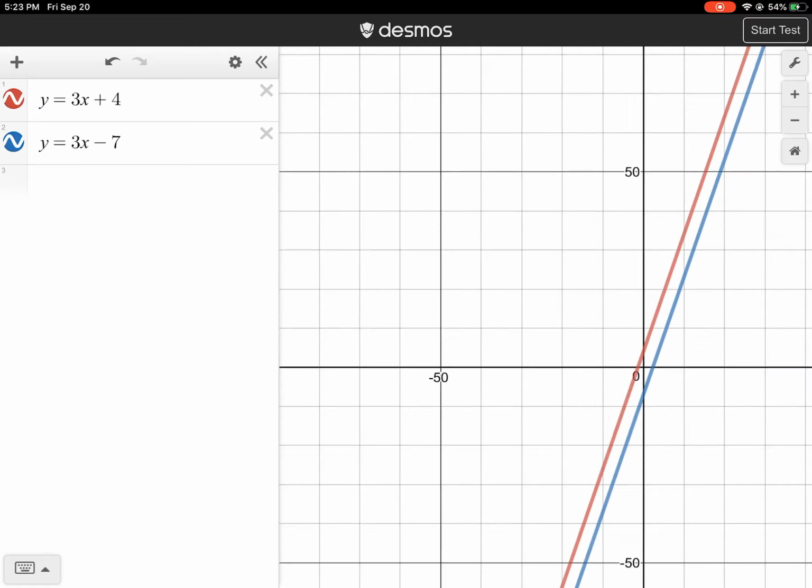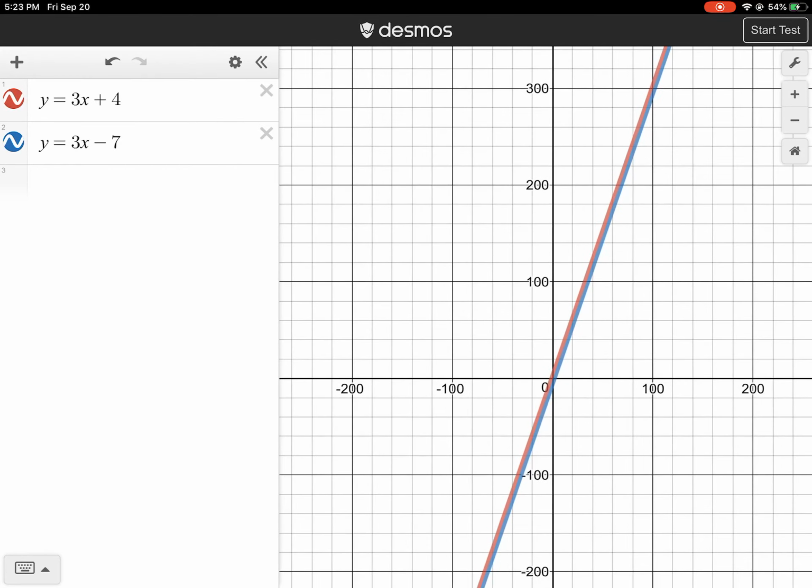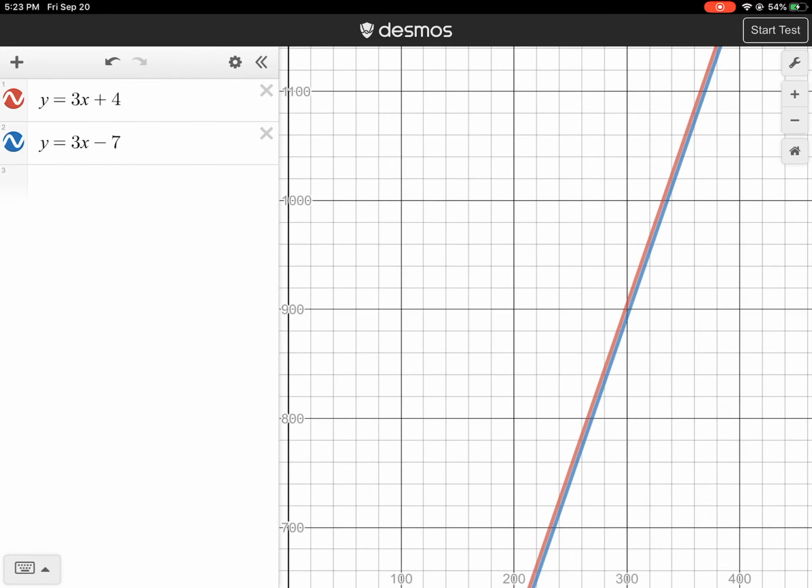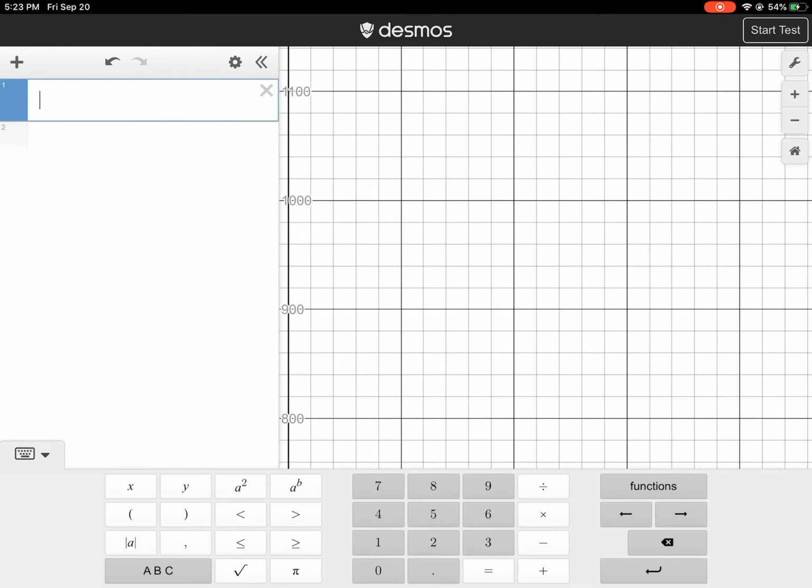Now look at my two lines. Do they ever touch? No, right? Even if we zoom out as far as we can, we still have two separate lines. They still never touch each other because they have the same slope. Same thing with number 2.